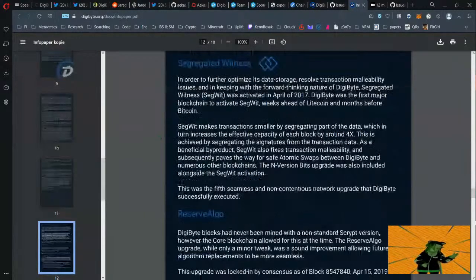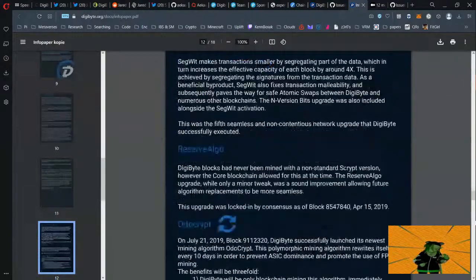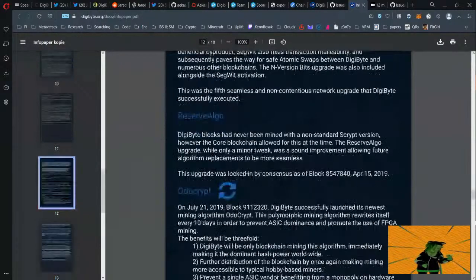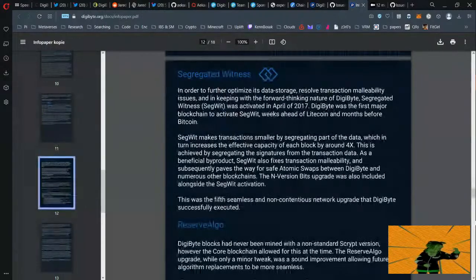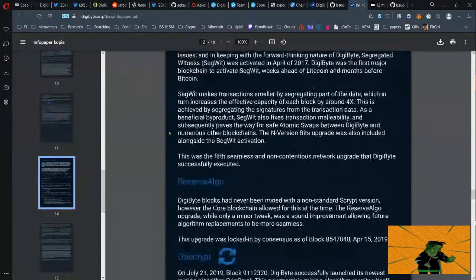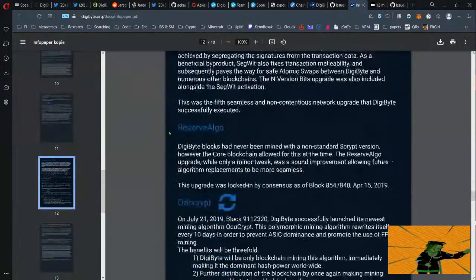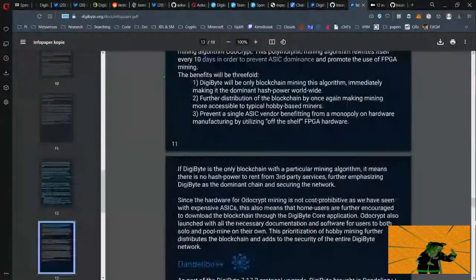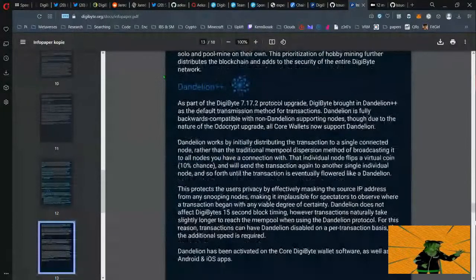So we have SegWit, a reverse algo, and ODCrypt. These are the three upgrades that really made Digi-Speed absolutely not needed. And that's fine though, because it's still a 15-second block time. And all of these right here are kind of basic. We've seen SegWit in various things, we've seen algorithms of various things, and we've seen ODCrypt in other cryptocurrencies. It's just a way to prevent ASICs on chain. Okay, cool. So that's basic, nothing special, nothing new.